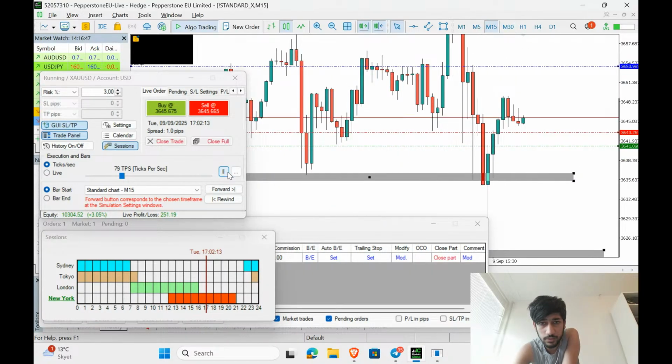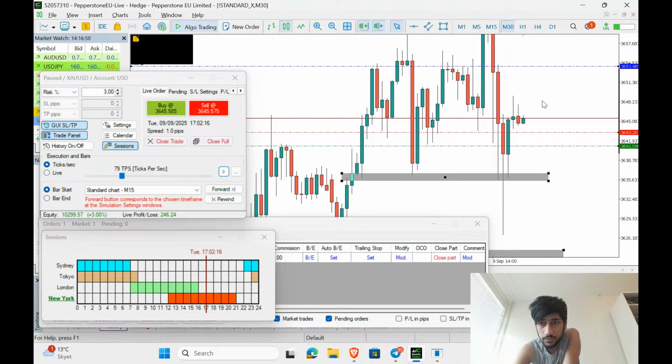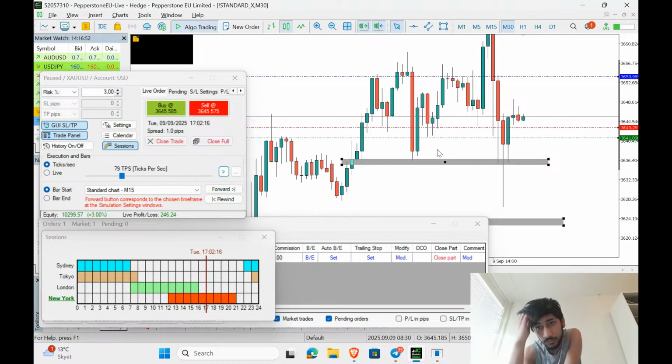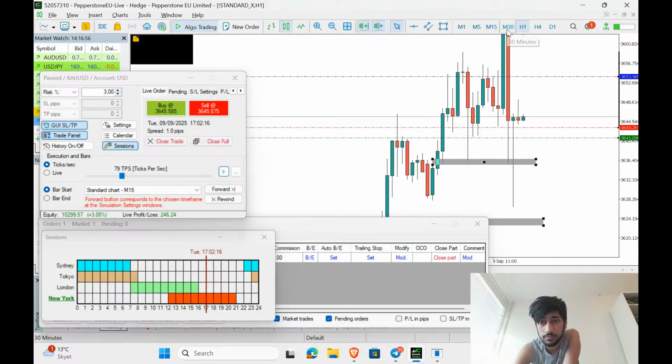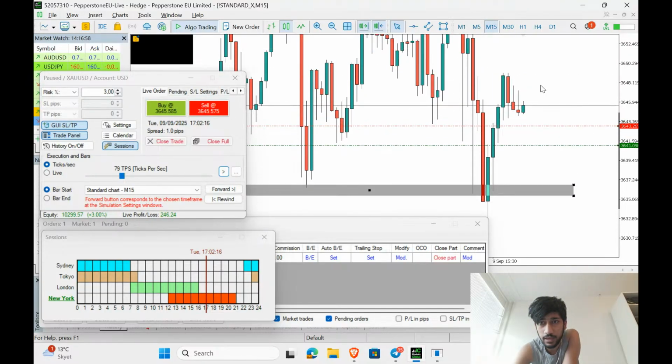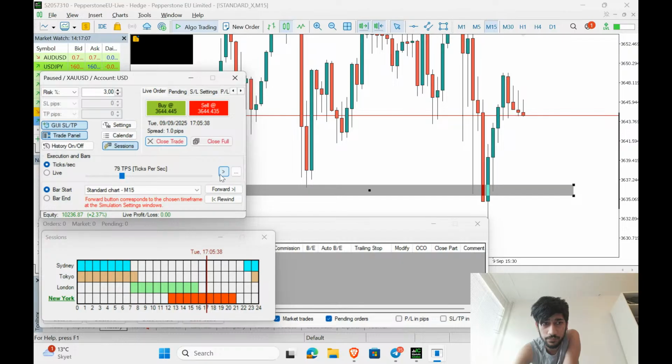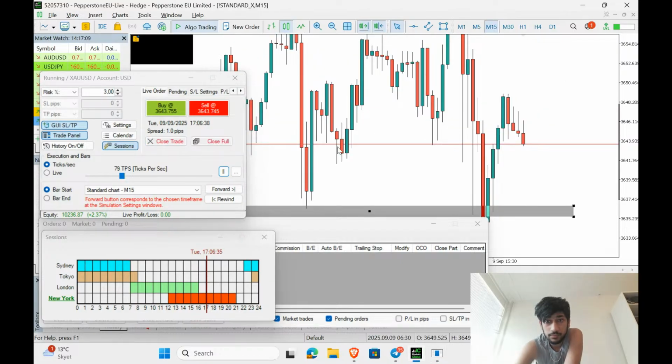H1 close to bearish, right? M30 we closed bearish. H1 also closed bearish. M30, M15. Yeah, if this breaks below its own low, just close it, close to it, and that's all.